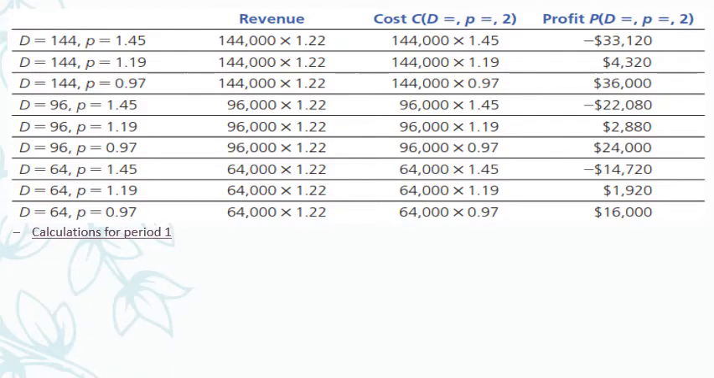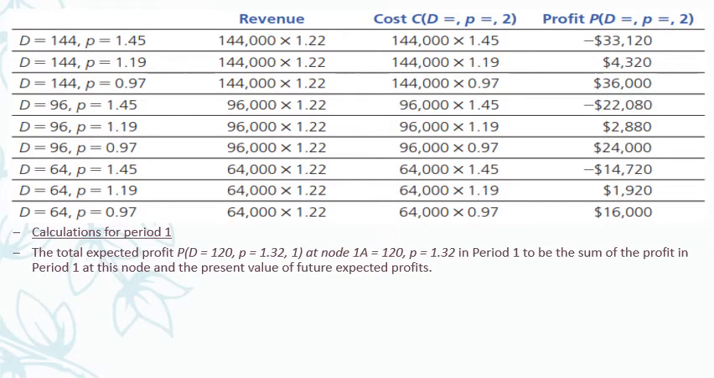Now let us do the calculations for period 1. So let us start with node 1A. 1A is the first node in the decision tree. What is the demand at the first node? Demand is 120, and what is the price? That is 1.32.